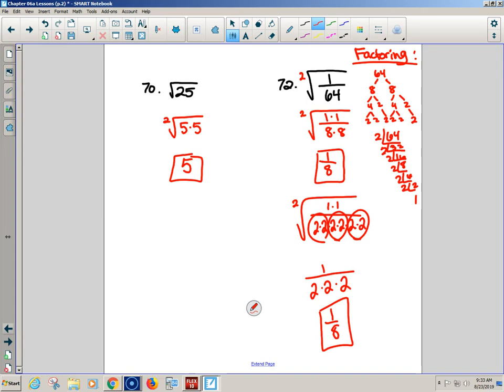What am I doing here, though? I'm not trying to find 2 numbers and 2 numbers and 2 numbers. I'm just saying divide, divide, divide.